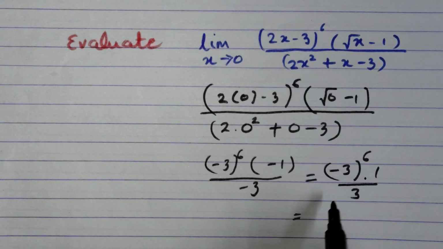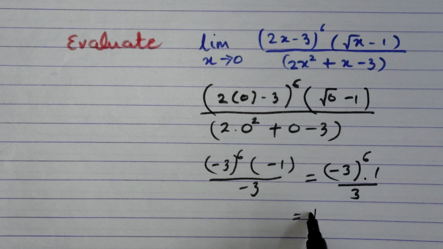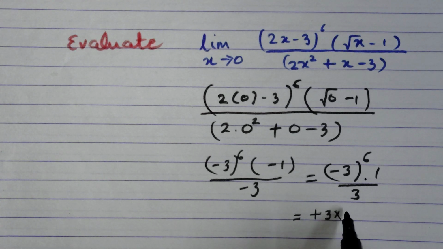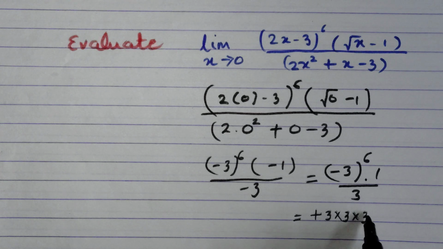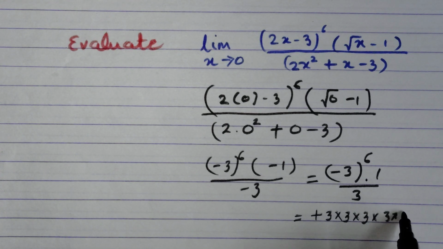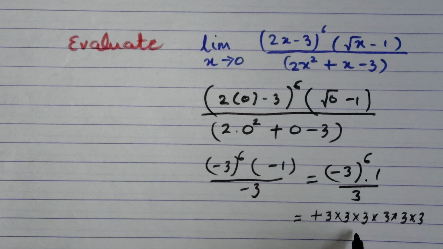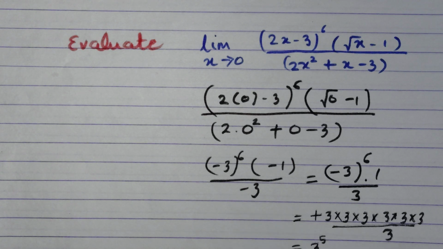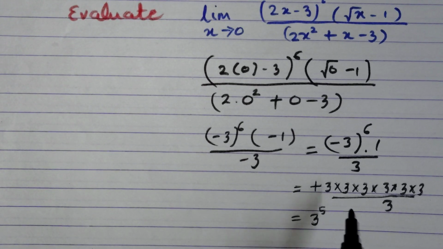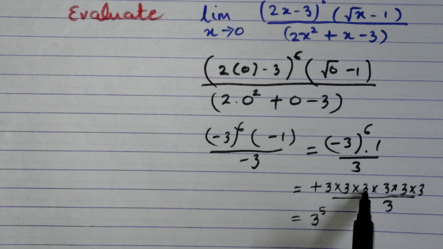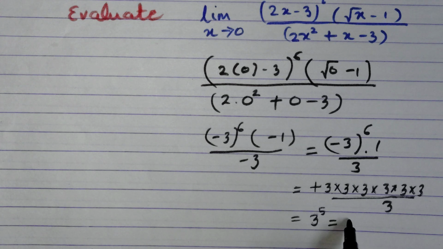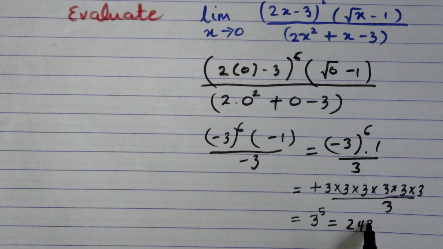So 1 multiplied by any number gives the same number, and an odd number raised to an even power gives a positive number. So minus 3 to the power 6 will give the positive number, and 1 three in denominator will cancel with the numerator's three. So 3 raised to the power 5 will be left. 3 raised to the power 5 value is 3 threes are 9, 9 threes are 27, 27 threes are 81, 81 threes are 243.